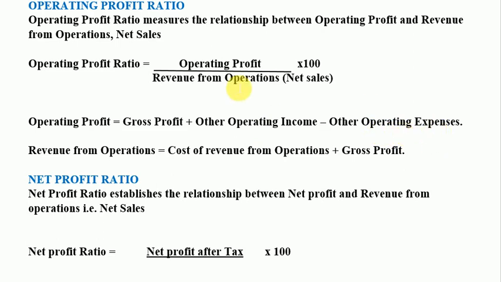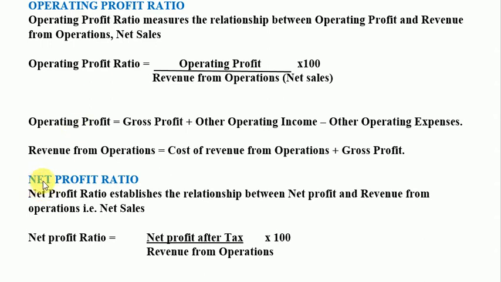You arrive at operating profit. Remember, in gross profit, we need to add operating incomes, if any, and subtract other operating expenses, which are mostly the indirect expenses reflected on the debit side of profit and loss account. Then you finally know revenue from operation is equal to cost of revenue from operation plus gross profit, which will be the denominator of your formula. So that is about operating profit ratio.